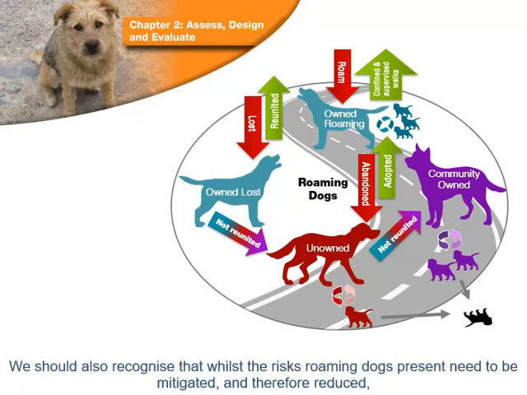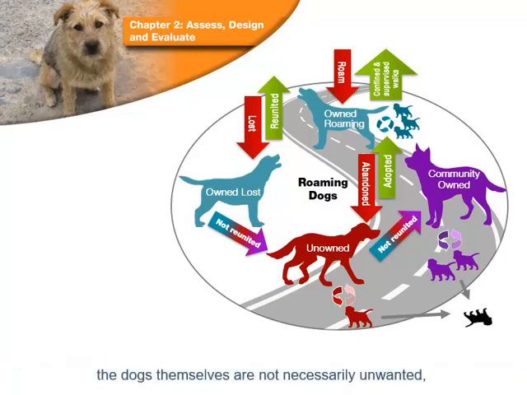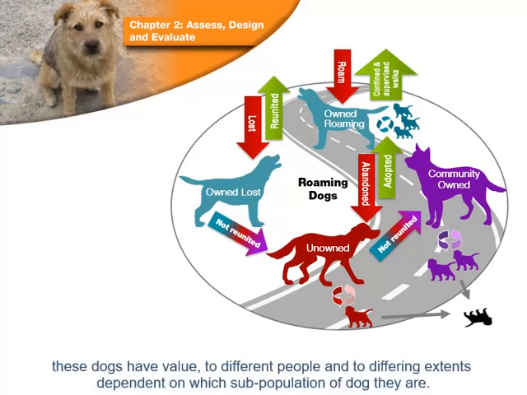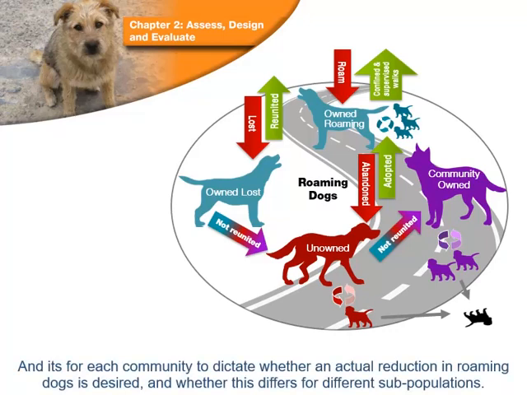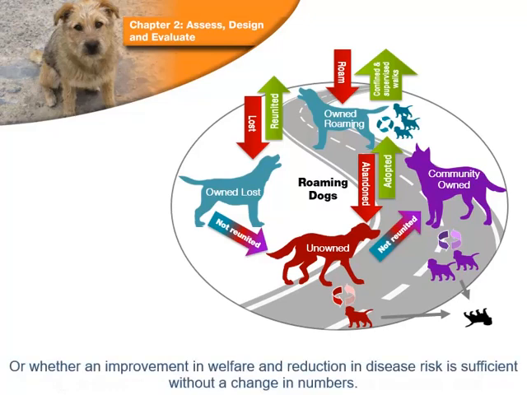We should also recognise that whilst the risks roaming dogs present need to be mitigated and therefore reduced, the dogs themselves are not necessarily unwanted. These dogs have value to different people and to differing extents dependent on which subpopulation of dog they are. And it's for each community to dictate whether an actual reduction in roaming dogs is desired, and whether this differs for different subpopulations, or whether an improvement in welfare and reduction in disease risk is sufficient without a change in numbers.